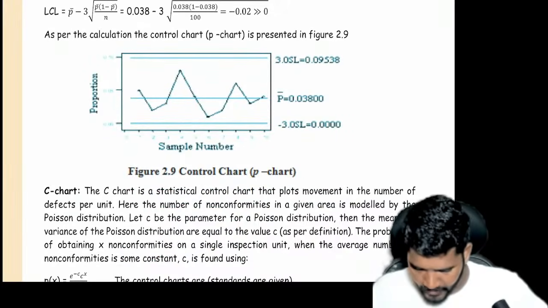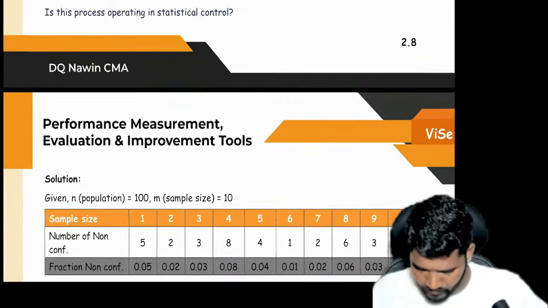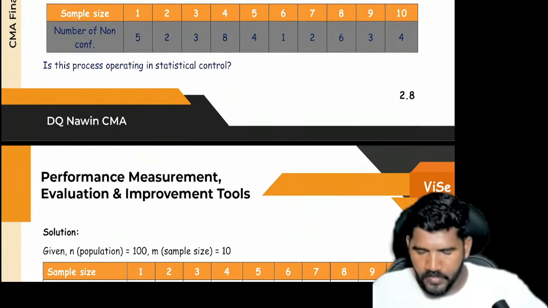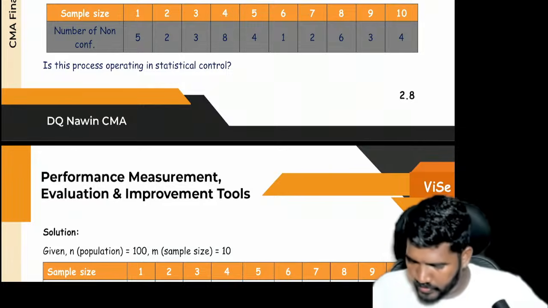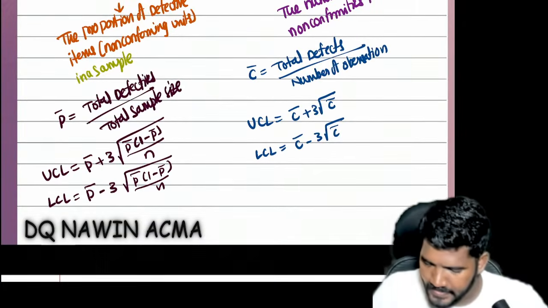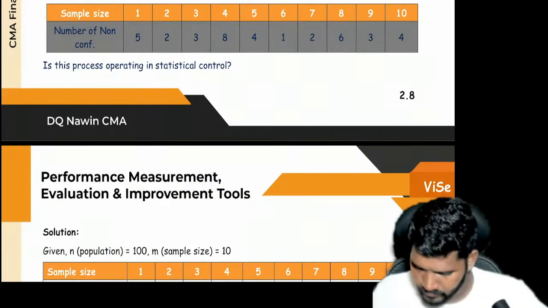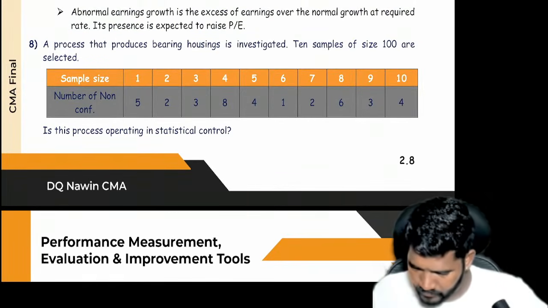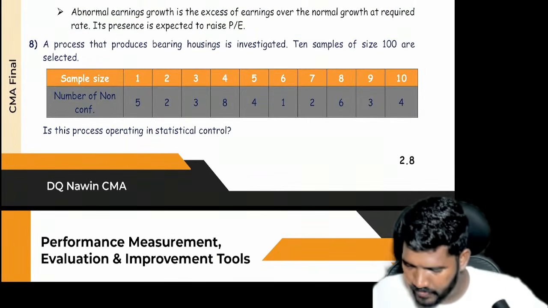So this is the P chart. First you have to calculate P bar. So how to calculate P bar? So total defectives divided by total sample size. So sample size is 10, 10 samples of size 100.